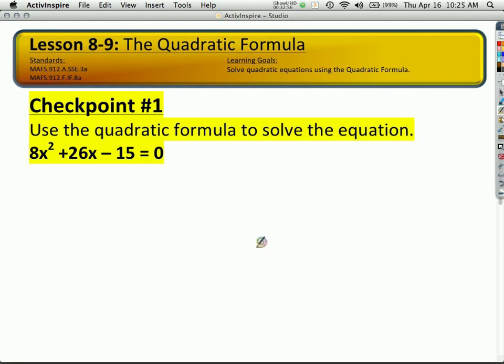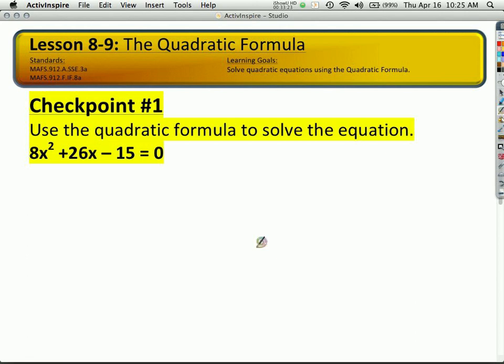Student number 11. Oh, okay, I'm sorry. I got x equals 0.5 and -3. Okay, student number 17. X equals 0.5 and 3.75. Okay, student number 18. I got x equals 1/2 and -3. And student number 9.